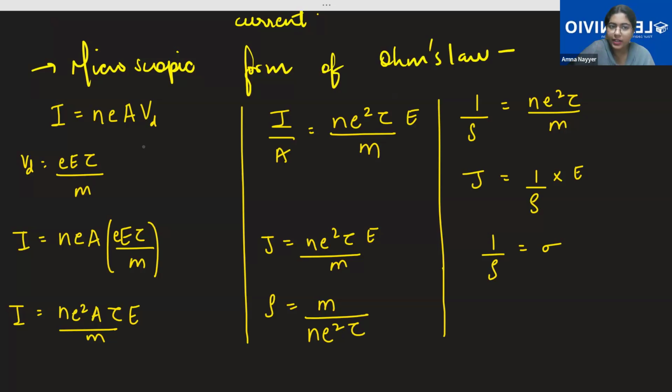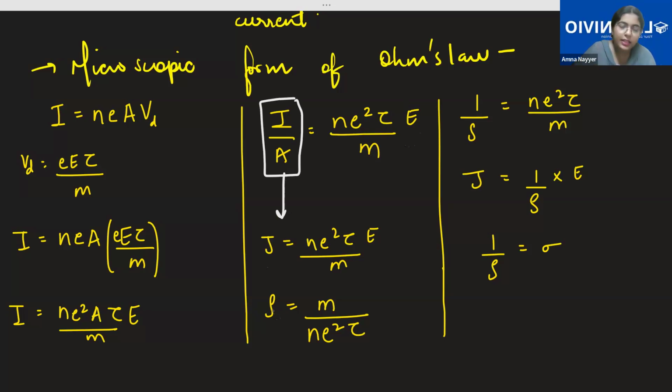See, I is equal to neAvd. This is the current's value, and drift velocity is e tau E by m. When you put this drift velocity's value in the current, you get neA, and instead of vd, we write e tau E by m. Here one more electronic charge is multiplied, so it is ne square A tau E by m. If I bring A down, I'm left with I by A equals ne square tau by m into E. Now, what is current density? The current per unit area is the current density, that is J. So J is equal to ne square tau E by m.